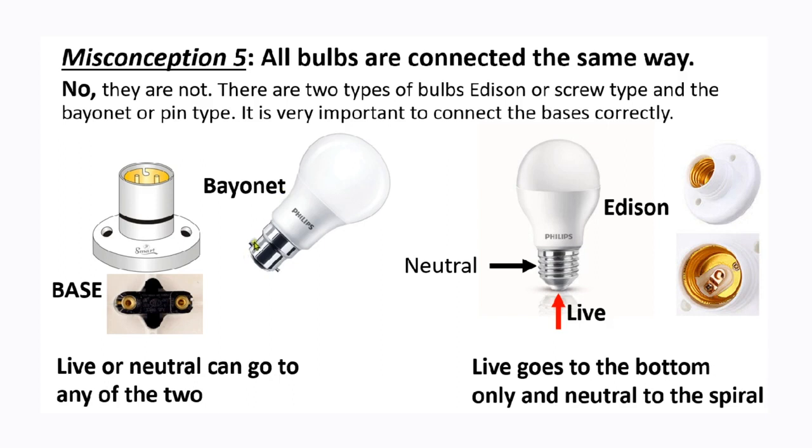Whenever you are connecting a bayonet type bulb, it doesn't really matter which side you put the live or the neutral in the base. But when you are connecting up the Edison type bulb, the live can only go to the base as indicated by this arrow. The live must only be connected to the base. If we do not connect the live to this base, then this connection is not compliant. This connection is not compliant.